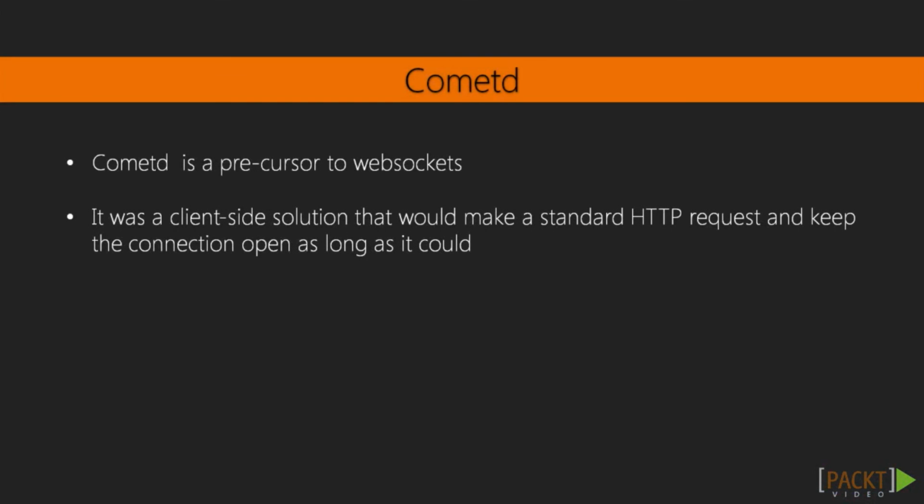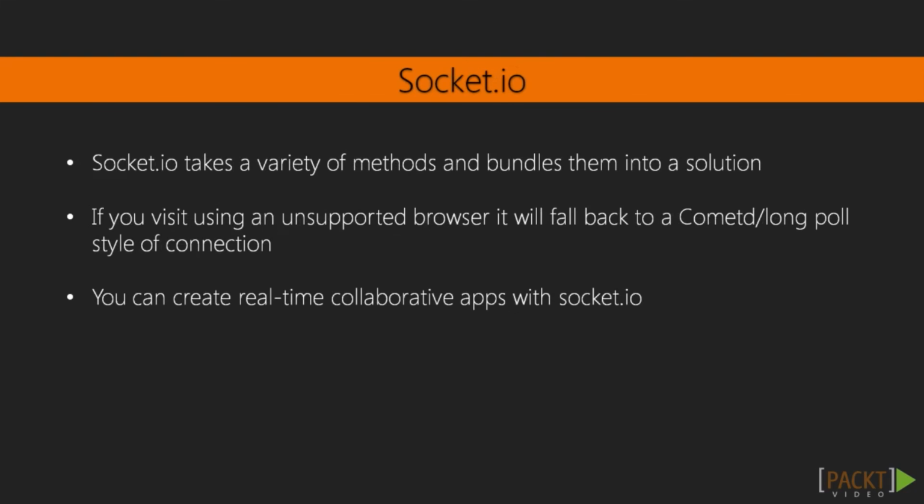You may have heard of this before because a precursor to WebSockets was CometD, otherwise known as long poll. This was a client-side solution that would make a standard HTTP request and keep the connection open as long as it could. It was rough, but as browsers started supporting the WebSocket protocol, CometD adapted to support it. Socket.io is a library that takes a variety of methods and bundles them into a solution. When you visit a socket.io enabled website with a browser that supports WebSockets, you'll use that style of connection. If you visit using an unsupported browser, it will fall back to a CometD long poll style of connection.